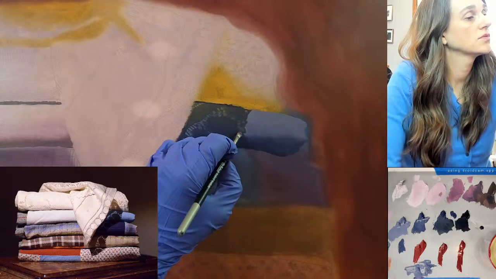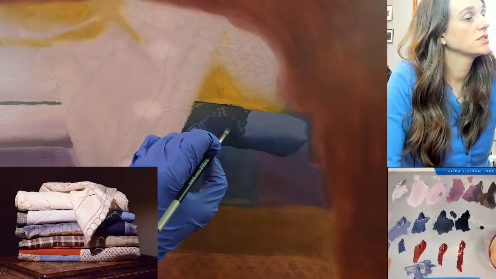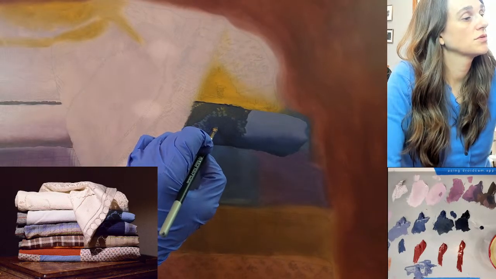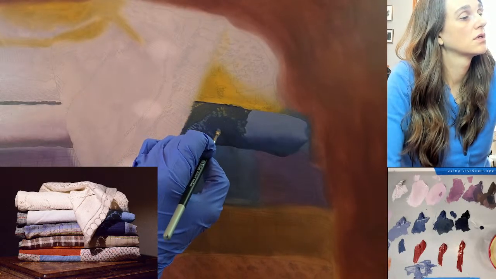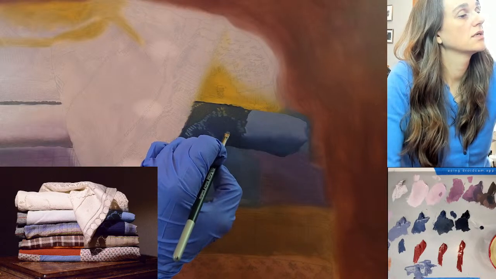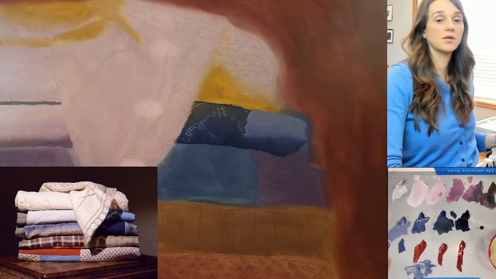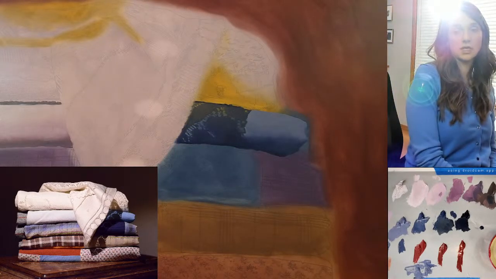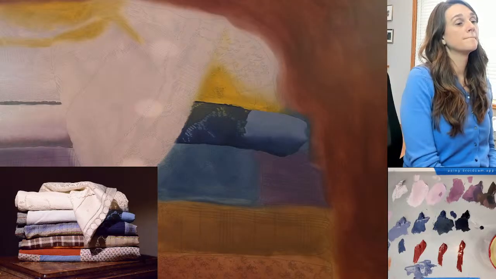Don't want to have any of those edges where this darker value meets with this green value, so I'm just going to blend it in there a little bit. Make it a real nice, soft, gentle transition. Okay, cool. I like that.